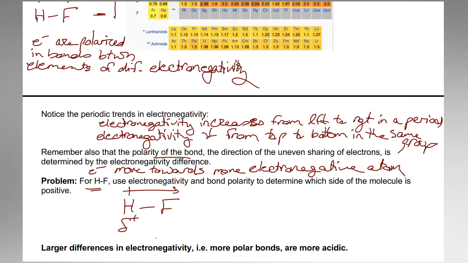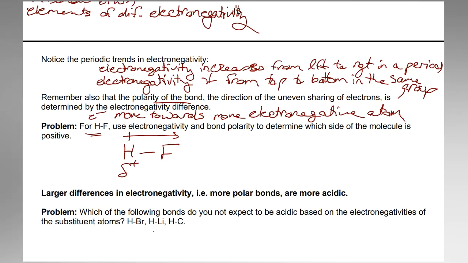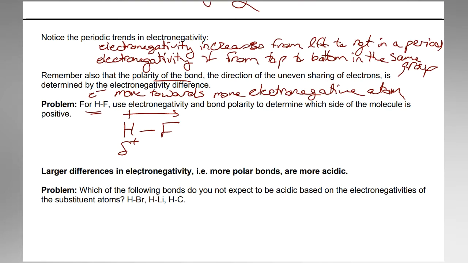When we just draw a resting HF molecule, we know that it already has a partial positive charge on hydrogen, meaning it's primed to go ahead and create a proton species. The electrons are already spending more time near the fluorine than they are near the hydrogen, meaning it's not actually that difficult to generate a proton. So in general, for larger differences in electronegativity, i.e. more polar bonds, the species is more acidic. There is a caveat to that, which I'm going to show you in the next problem.